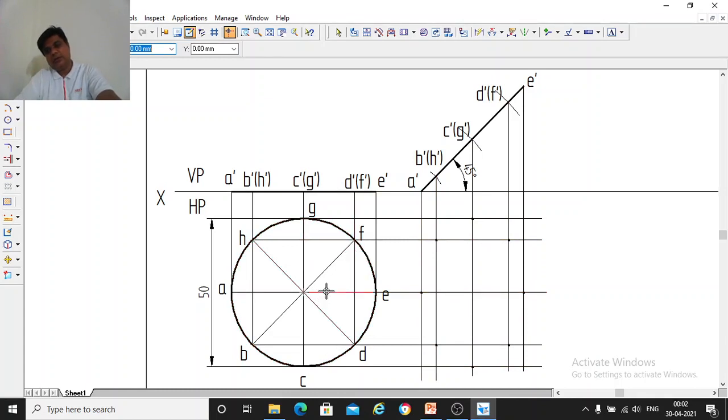So you can see here now the circle is no more circle. That is, when you incline the circle in top view, the size will be reduced, the diameter will be reduced. So it looks like an ellipse.